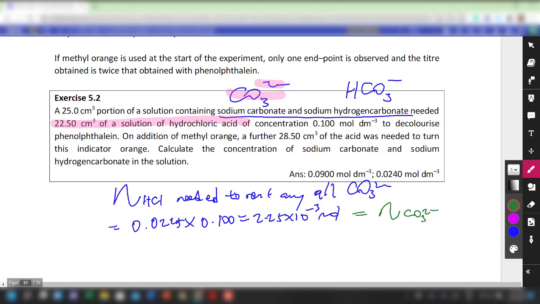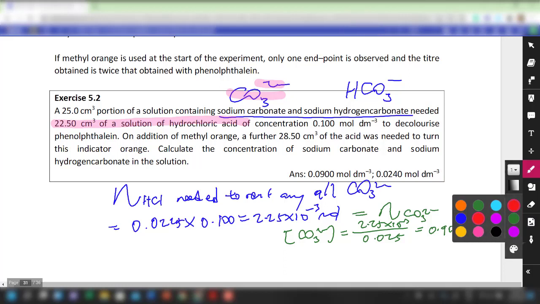I'm required to calculate the concentration of sodium carbonate. So the concentration of sodium carbonate will be 2.25 times 10 to the power minus 3 divided by 0.025. That will give me 0.0900 moles per dm cube.